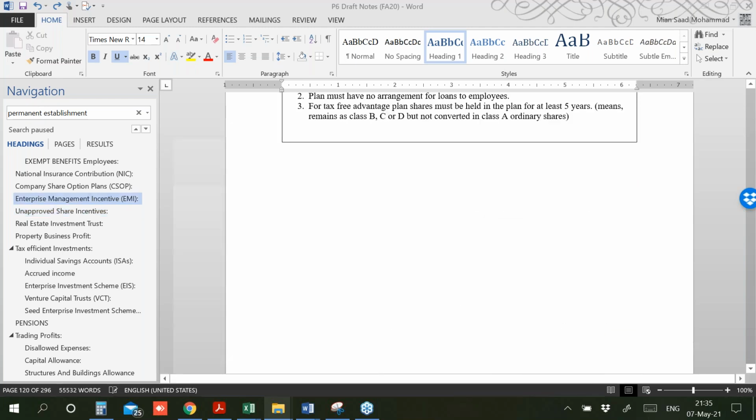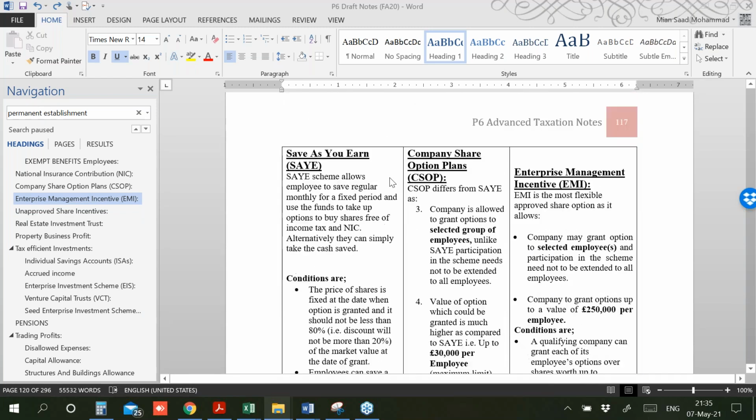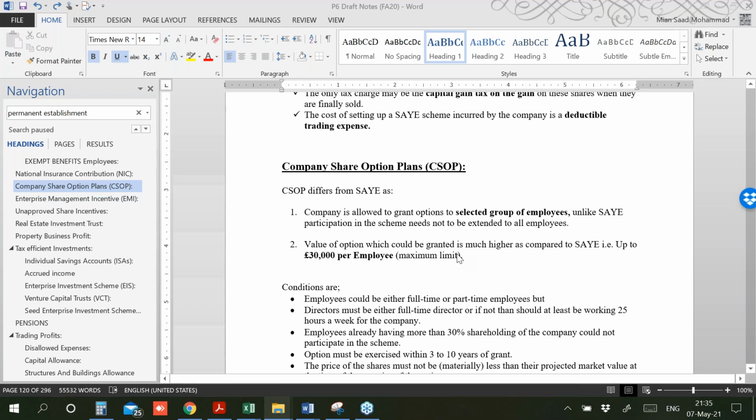Now, let's get back to CSOP, that is an approved share option scheme like EMI. This table can tell you the comparison as well. In CSOP, you can provide share options, that is a promise, to a selected group of employees. And here, the value for which the shares can be given is way more than SIP. That is, you can give up to 30,000 per employee. However, in SIP you can't give more than 3,600 of free shares. Then there is a very low limit to buy partnership shares and then free matching shares as well.